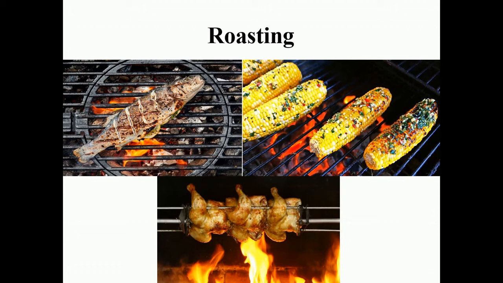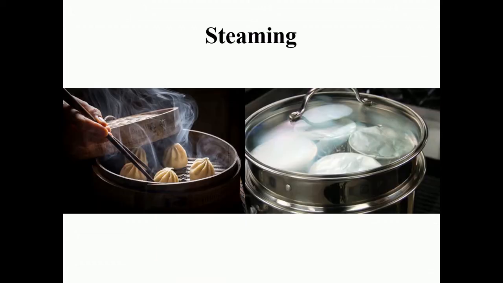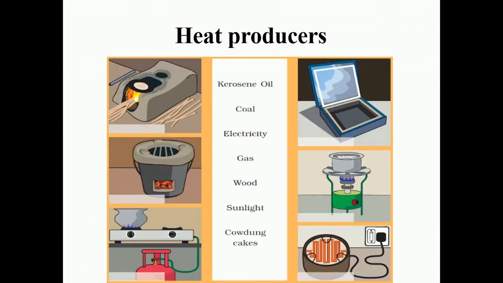Roasted food is delicious. The healthiest and most nutritious form of cooking is steaming. Some of the food items we eat through steam are momos, idli, vegetables. There are different types of heat producers like kerosene oil, coal, electricity, LPG gas, wood, sunlight and cow dung cakes.